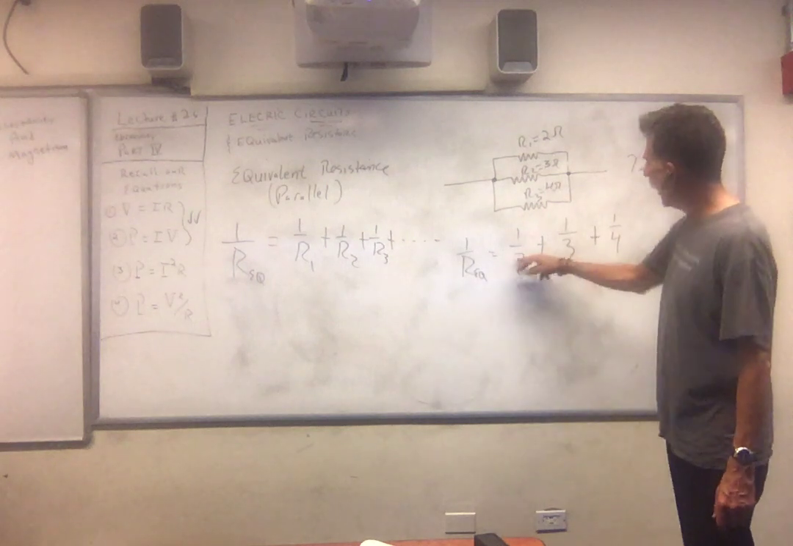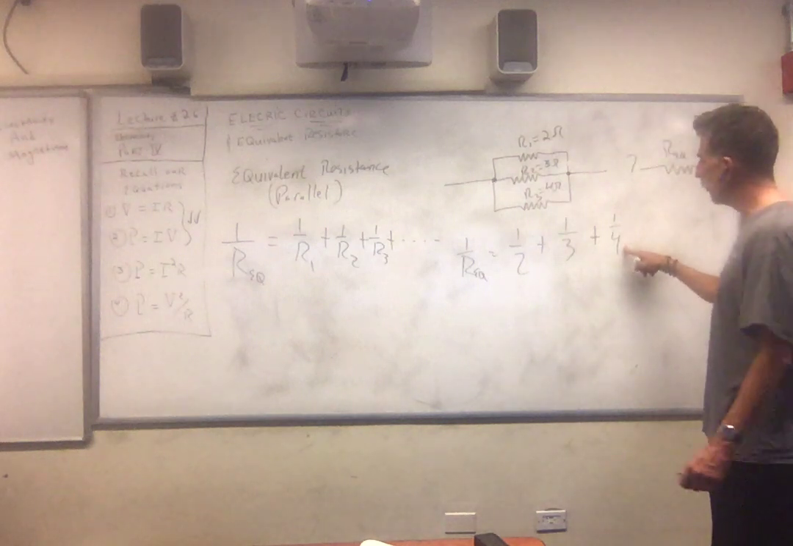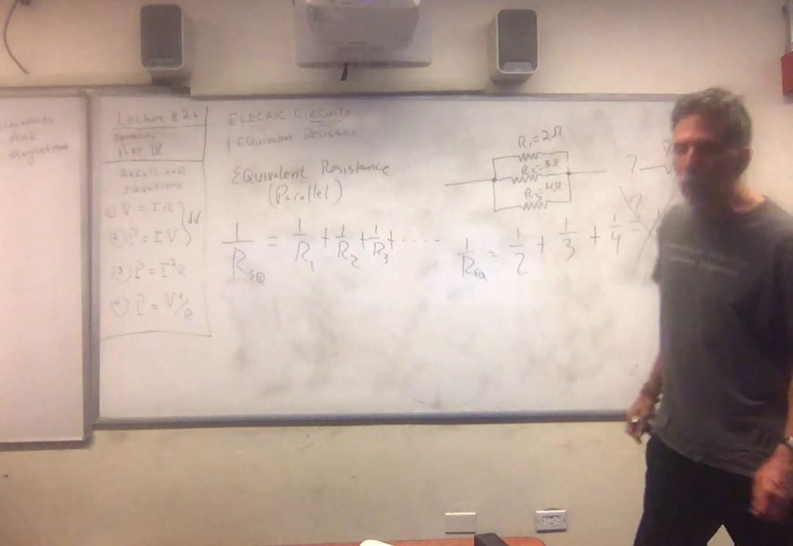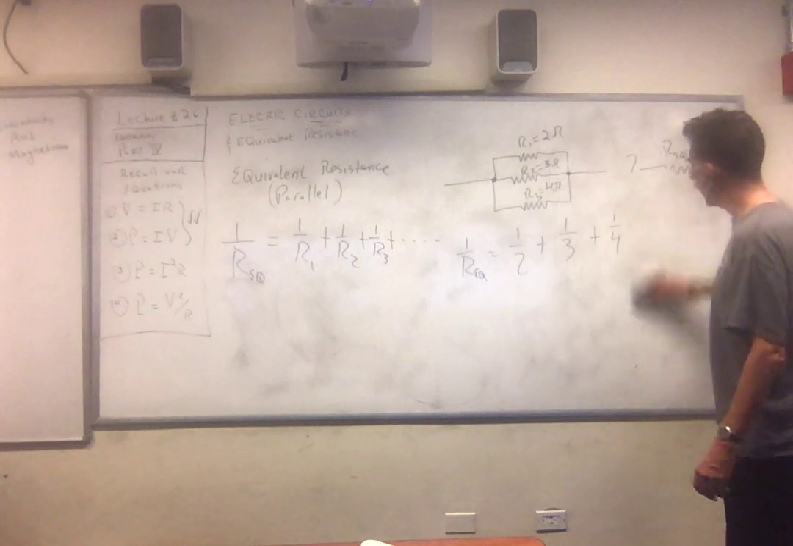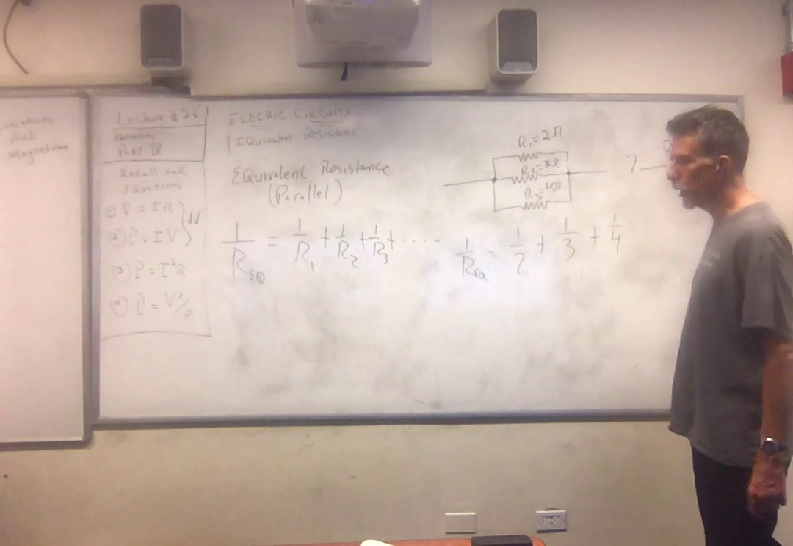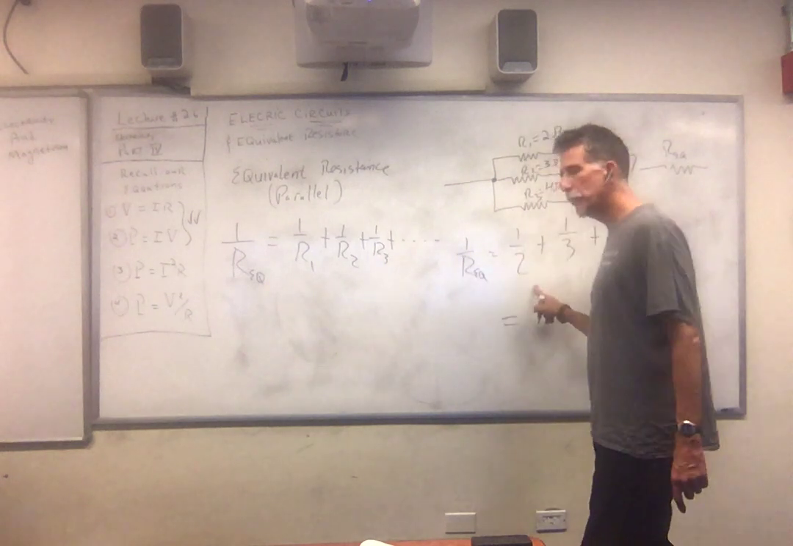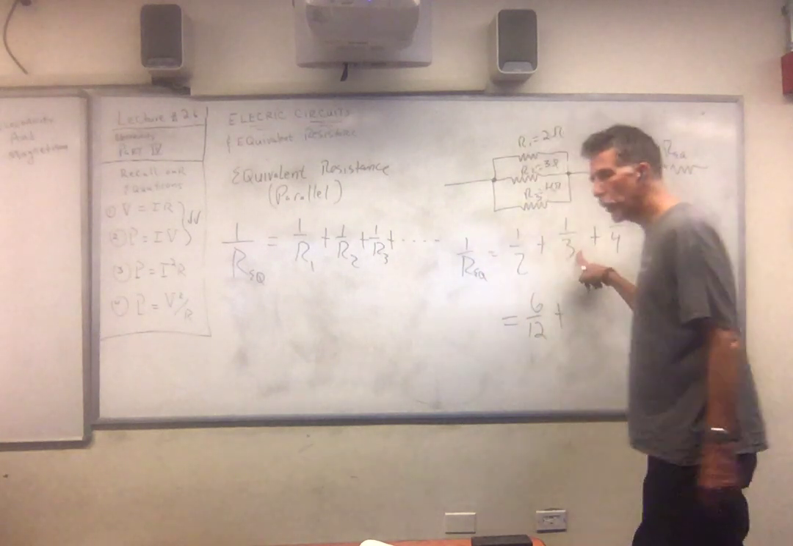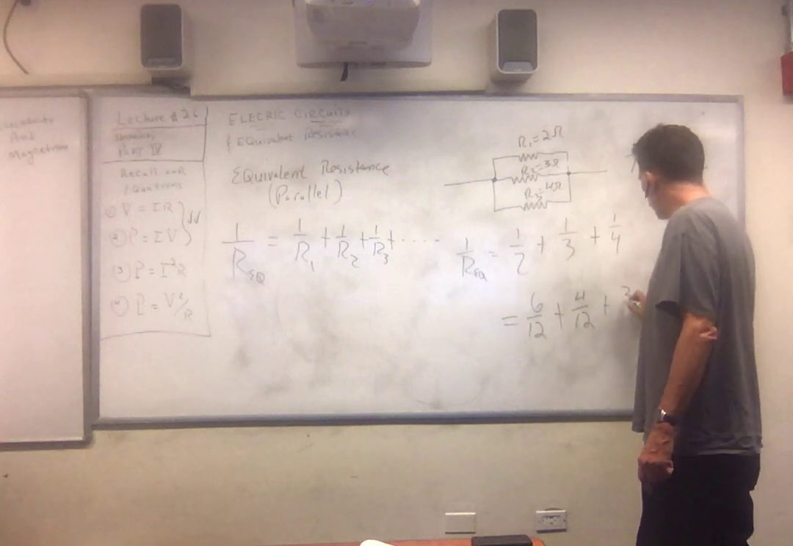Well, is a half plus a third plus a fourth 2 plus 3 is 5 plus 4? Is this equal to 1/9? No, no, no. How do you add fractions? You find the common denominator. Remember that? What's the common denominator between 2, 3, and 4? I think it's 12. Okay? So 1/2, hopefully you know how to do this, is 6 over 12. 1/3 is 4 over 12. And 1/4 should be 3 over 12.